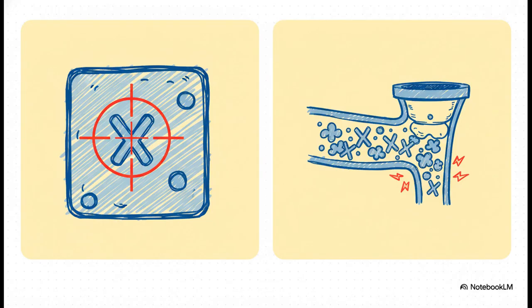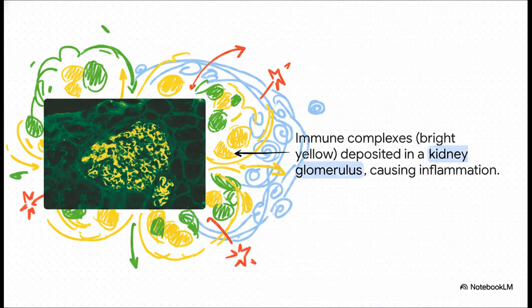Now, this is a really important distinction, especially for exams. Think of it this way. Type 2 is like a sniper, taking out a specific stationary target. Type 3 is more like pouring sludge into the body's plumbing. These clumps flow everywhere and just clog up the works wherever they get stuck, especially in delicate filters like your kidneys and joints. And this is what that clogging actually looks like.